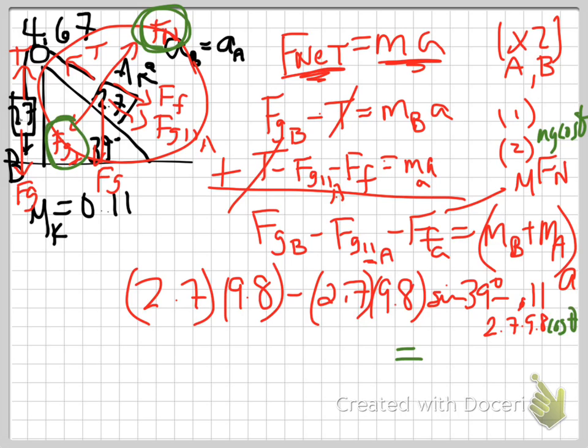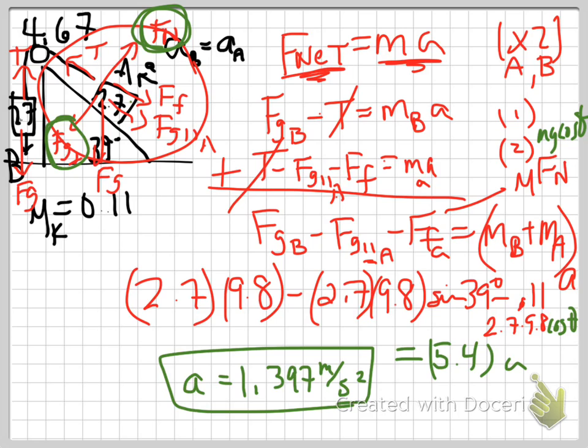This entire thing equals the two masses together, which is 5.4. They're both 2.7, times A. My only unknown is A. So if you can be patient, 2.7 times 9.8. Maybe I'll pause. So after doing all the work, I got 1.397 meters per second squared. Again, you probably have different numbers, but I just checked it and it became green, so I'm good with that one.